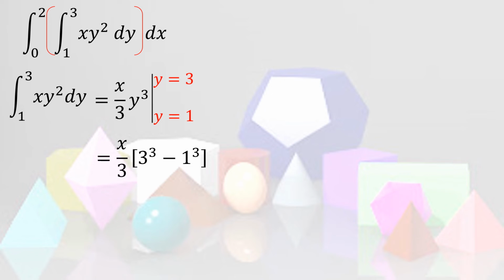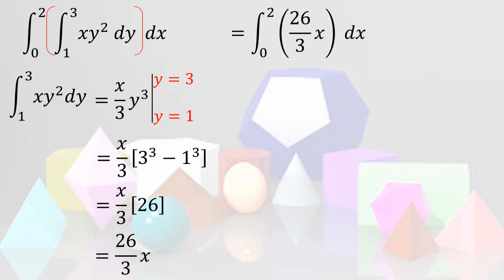And then we are going to substitute the upper limit first before the lower limit. So we shall have x over 3 times 3 to the third minus 1 to the third. 3 to the third is equal to 27, minus 1 is equal to 26. So therefore, we shall have 26 over 3x. Then we are going to determine the antiderivative of 26 over 3x from 0 to 2, dx.